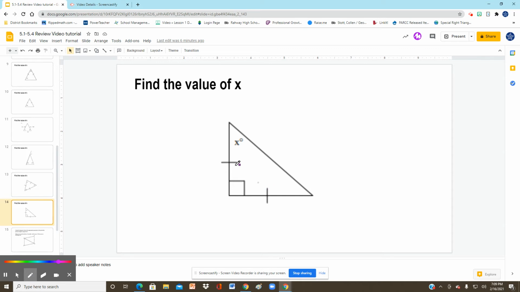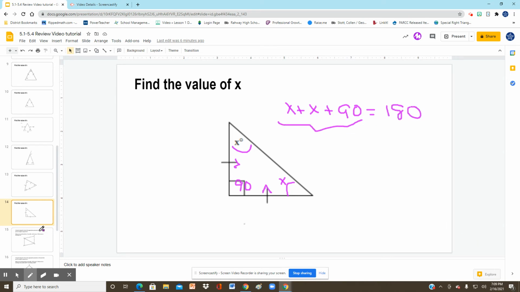Next problem here, we have a right isosceles triangle. So again, these are pointing like arrows. So I know that this is going to get a curve marking, and this is going to get a curve marking. So filling things in, I right away fill in an x, a 90, and then I'm going to create an equation. So x plus 90 equals the sum of a triangle, which again is 180 degrees. We would then simplify, combine like terms, and solve for x.